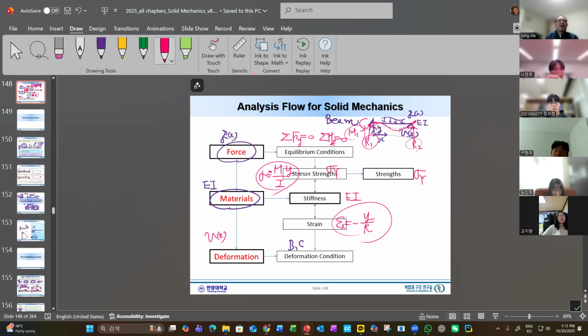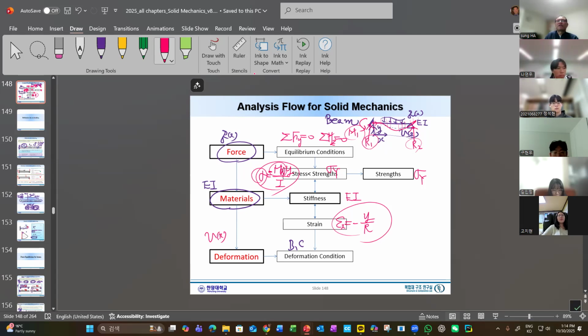So the stress is a function of the moment, which is a function of x, and y means the vertical direction. It could be a function of x, but let's say it's a constant. So to find the maximum sigma, we need to find the maximum moment. Where does the maximum moment occur?